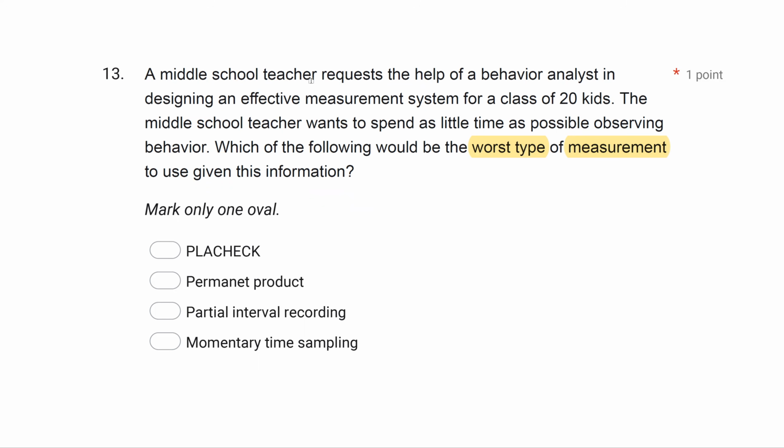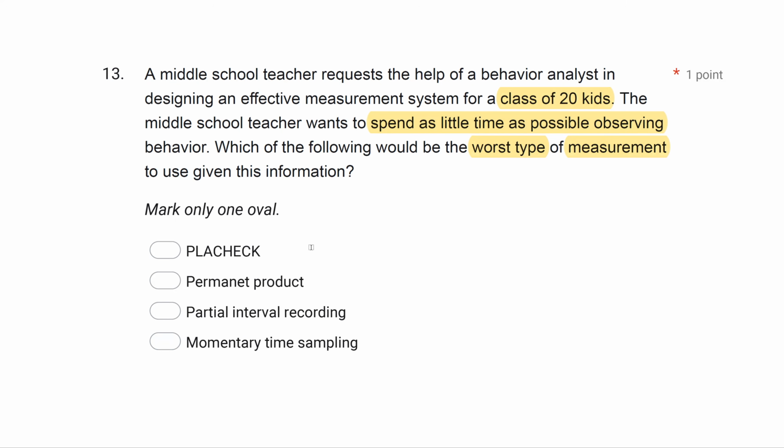So we're picking a measurement, and the worst type of measurement for what? What are we measuring? Well, the teacher wants to measure a class of 20 kids. And whenever you see a big group in a measurement question, you should immediately start thinking, okay, discontinuous, because continuous measurement is very tricky with a lot of kids. So the middle school teacher specifically wants to spend as little time as possible observing behavior. And that's the kicker. So we want to measure 20 kids, but we want to spend as little time as possible observing behavior. If this is the goal, what's the worst type of measurement to use given the information?